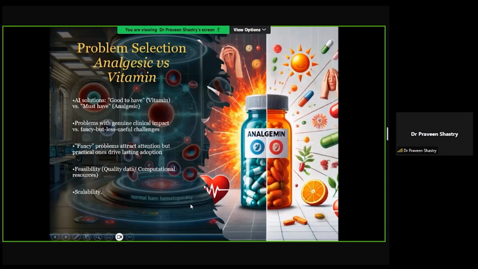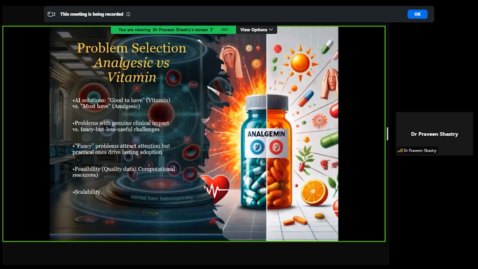It does not end there. Feasibility: there must be a good amount of data available to solve the problem. You must have the necessary computational resources. Suppose you plan on doing something around 3D and 4D, the computational requirement to solve such a problem exponentially increases.